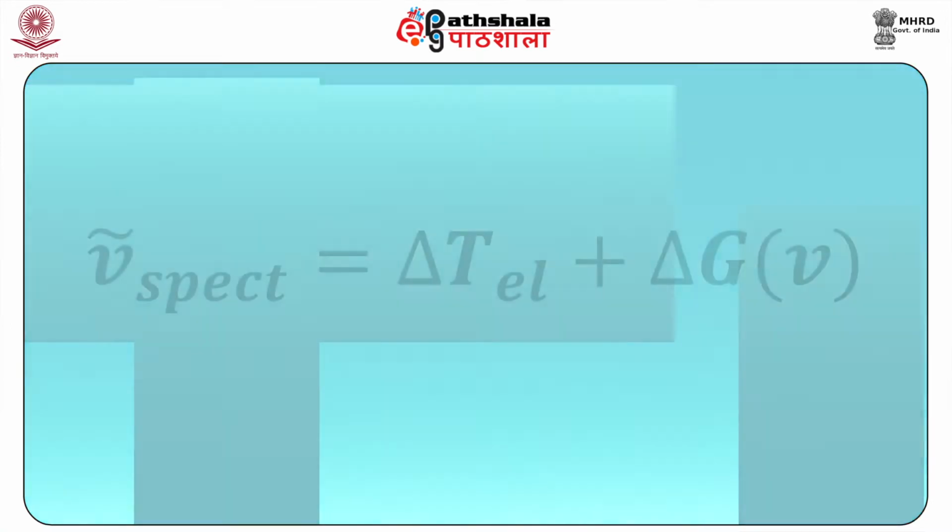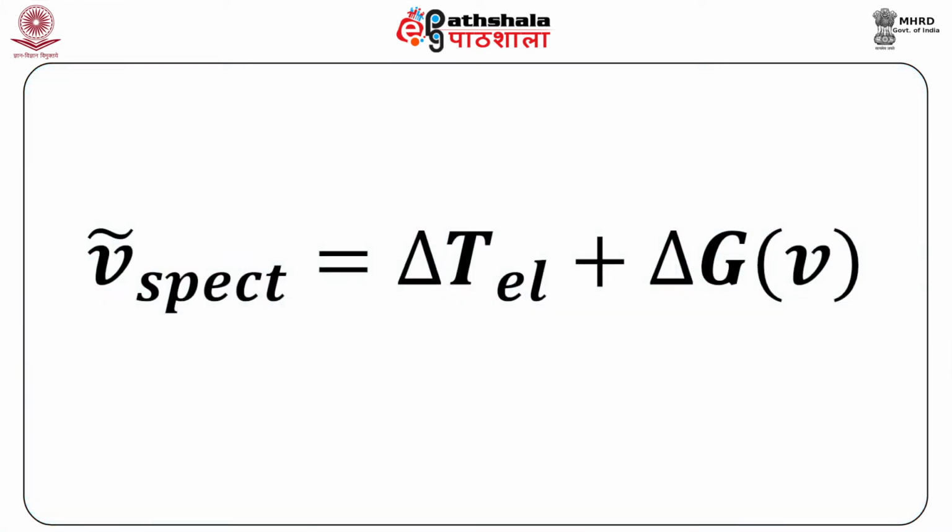We will ignore the rotational energies because they are much smaller than electronic energies, and write for the wave number of the absorbed or emitted photon. Its wave number is given by the change in the electronic energy plus the change in the vibrational energy, that is delta T electronic plus delta G V, where delta T electronic is the difference of electronic energies of the two involved states expressed as wave number.